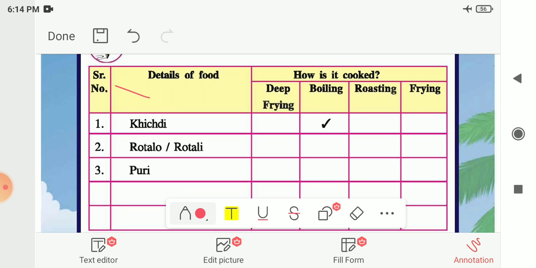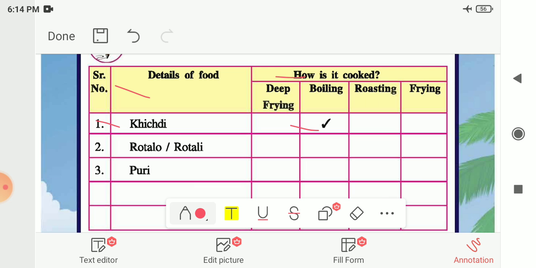In the first column, the food item is given to you. In the next, how this food item is cooked. The various methods given are deep frying, boiling, roasting and frying. You have to tick mark the method by which the food item is prepared. One example is given, that is khichdi. We all know khichdi is prepared by boiling, so the tick mark is given in boiling, in which we boil the different cereals and pulses, and also add vegetables. So the method used to cook khichdi is boiling.